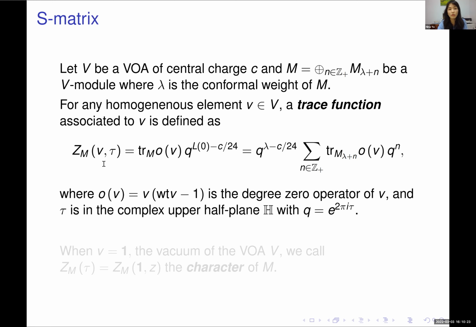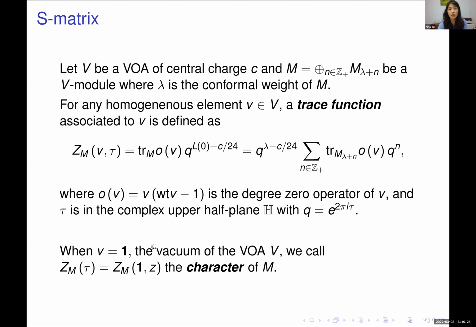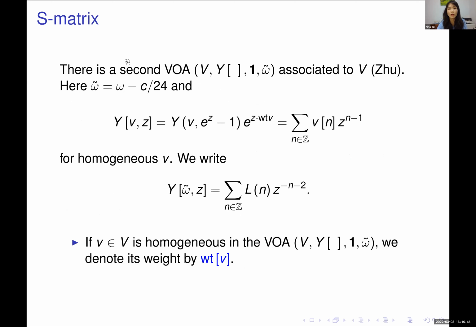In particular, if we take v equals 1, the vacuum vector of this BOA, then the corresponding function, we say that this is the character of this M. And if the VOA satisfies certain finiteness conditions, then this converges to some holomorphic function.